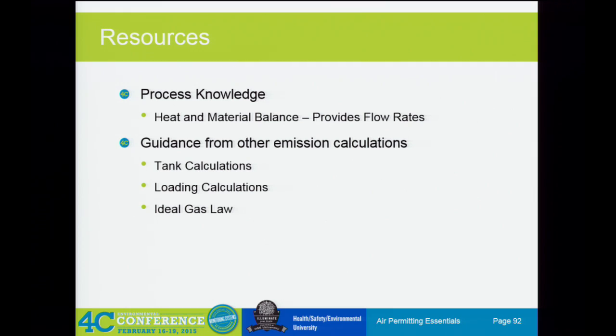There's other sources of this. Tanks are an example of a vent, right? Tanks will have a vent. Loading is a process vent. You can also use the ideal gas law. If you know the size of your vessel, you can think of it as a vessel purge. And you can also use the ideal gas law as sort of a red face test. If you're doing a mass balance, you can check it against the ideal gas law and see whether you're within the right range or not.